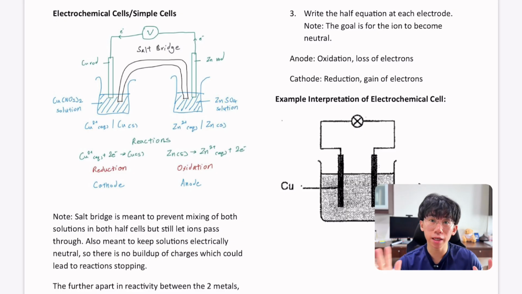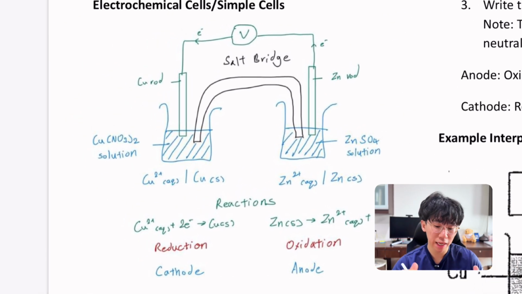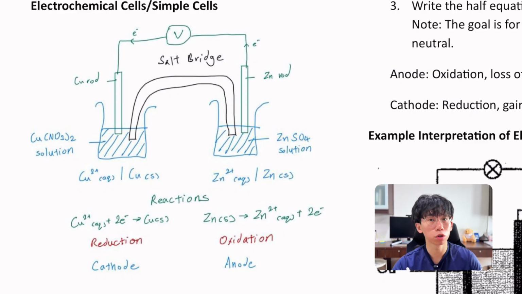In this diagram over here, you can see an electrochemical cell, or you can call this a simple cell. What this means is we're actually using the power of chemical reactions to generate electricity. This electricity that we are generating is called a potential difference between the two half cells, the left and the right half cell. And this is actually measured via this voltmeter over here.